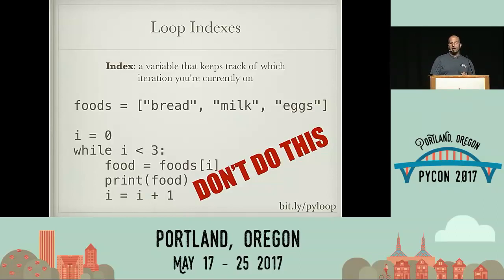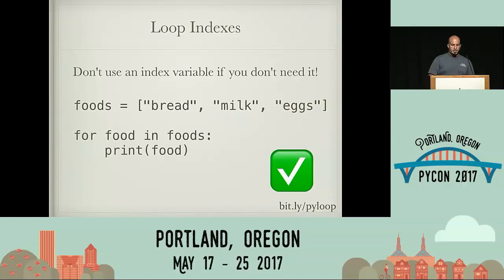A much better way to loop over a list like this is to just say for food in foods, print food. And the reason why you can do this is because Python will automatically bind that variable to each value in the list one at a time. So you don't have to worry about managing an index variable yourself. In fact, this is actually going to be not only clearer, but also faster when you execute the code. So this is the way you want to do it.